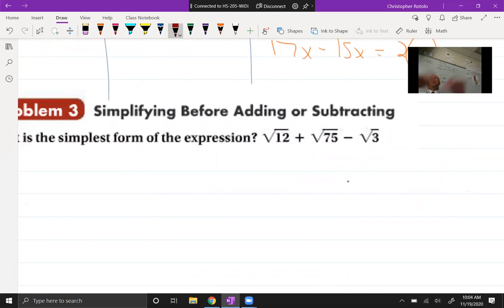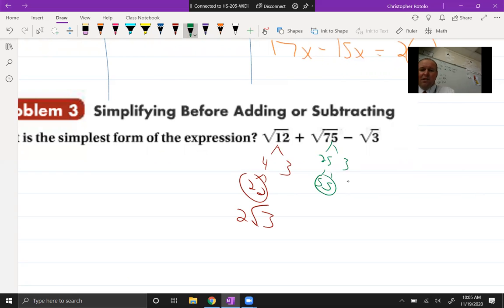All right, but root 12 and root 75. Oh, great. They don't go together at all because those are different numbers. Wait a minute. These aren't simplified. Oh, no. Say it isn't so. 4 times 3, 2 times 2. So this is 2 square root 3. Oh, and I see another root 3. So that means I can probably put these together. Oh, man. 25 and 3. So this is plus 5 root 3 and minus root 3, and I'm going to put a 1 in front of this one.